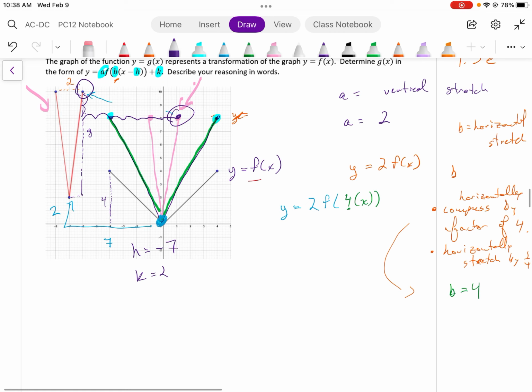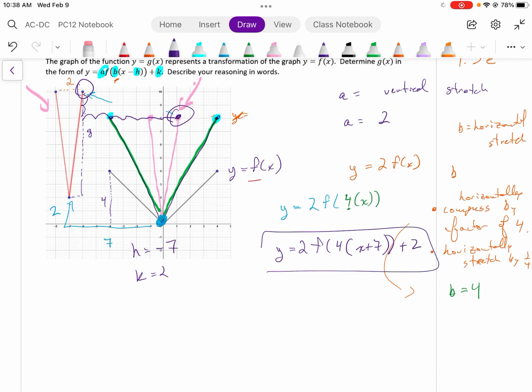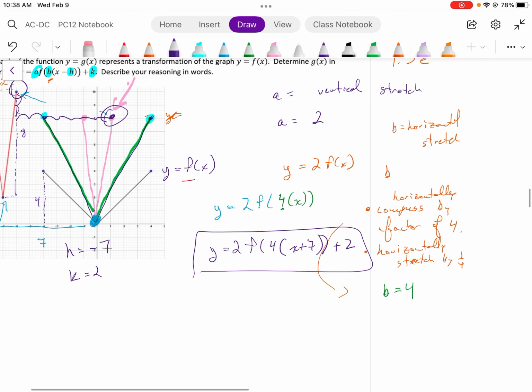Now, I'm just going to write out my form. Y is equal to 2 f(4(x plus 7)), so that's h is -7. And then add 2 would get me to my final functional form.